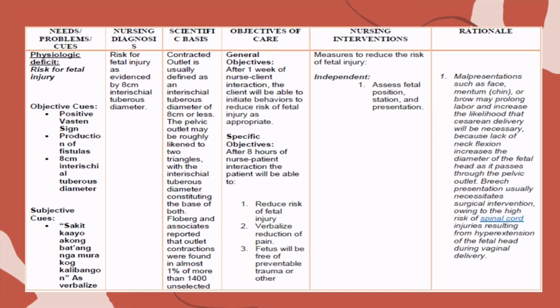Next is the nursing interventions, measures to reduce the risk of fetal injury. For the independent nursing intervention, first is assess fetal position, station, and presentation. The rationale of this is that malpresentation such as face, mentum, or brow may prolong labor and increase the likelihood that cesarean delivery will be necessary.